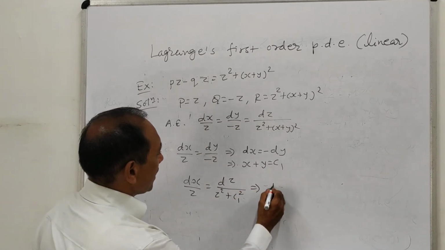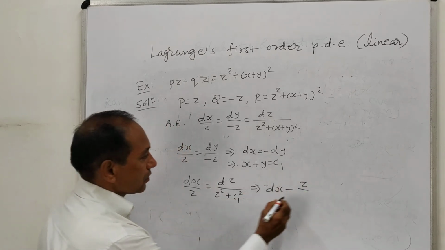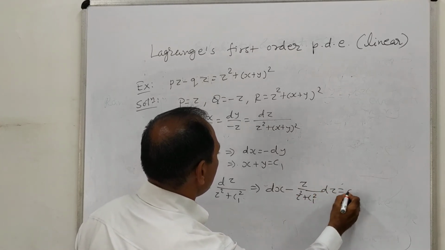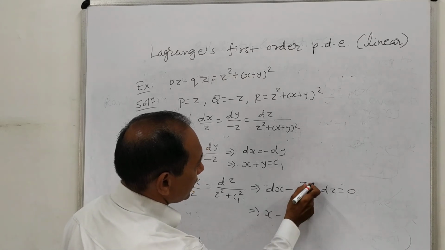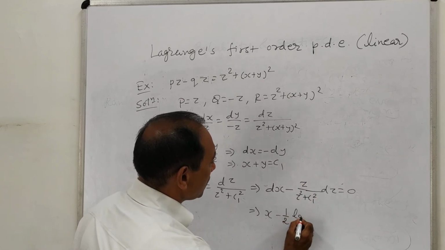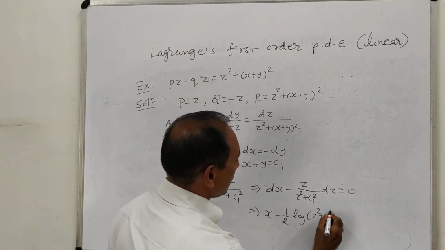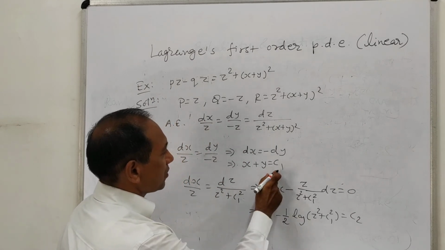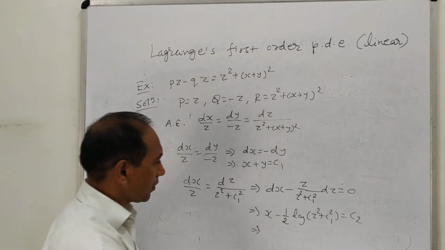Now we can write this as dx minus z upon z square plus c1 square dz equal to 0. And it has the integration x, and z square is here and z is here. The derivative of z square is 2z, so it will come in the form of log. 2 is not there, so I have written 1/2. Log of z square plus c1 square equal to c2. Here I have not written log of c1 because the whole structure is not in the form of log, so there is no need to write this log.